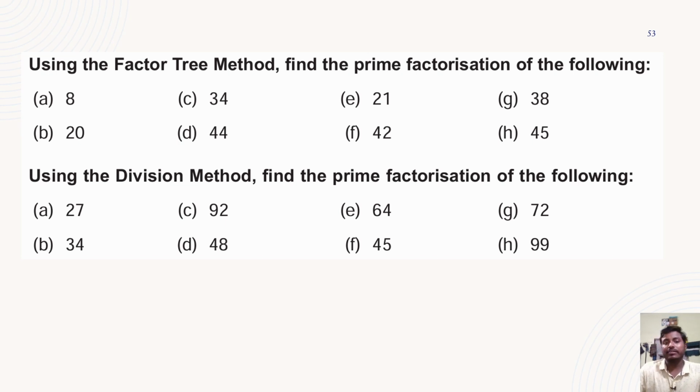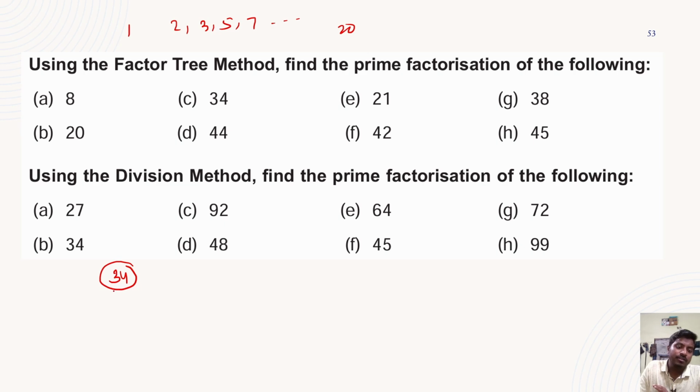Now find the prime factorization. So you should learn or remember the prime numbers from 1 to 20, that is 2, 3, 5, 7, etc. Now there are two methods to find the prime factorization. One is the tree method, another is the division method. So first we solve the tree method. That is 34.